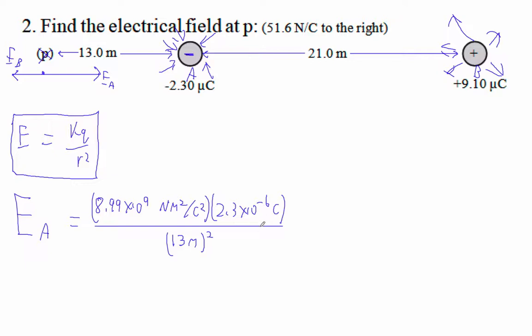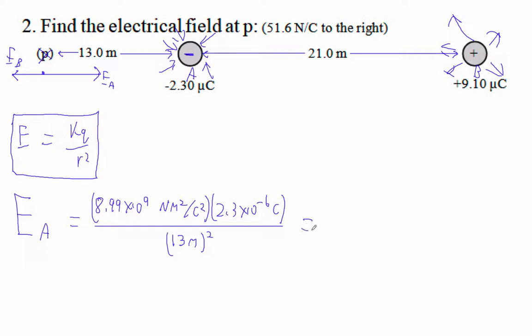Now, if I was smart enough, there'd be some way that I could make a vector out of this, and I don't even know how, but when I do them, I ignore the minus sign. Okay, so this is 8.99 E9 times 2.3 E minus 6 divided by 13 squared. Don't forget to square. These fields all have squared r's under them. We're going to look at things that look a lot like these fields, but they won't have an r squared.